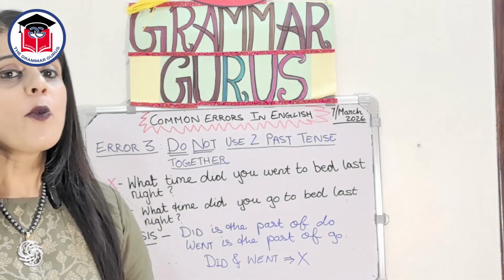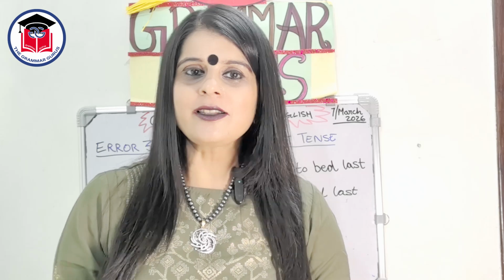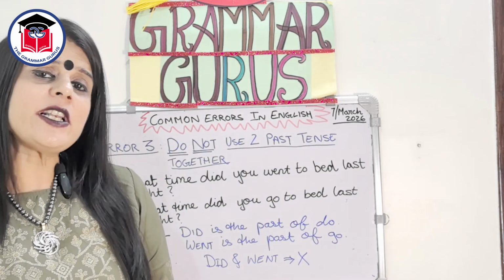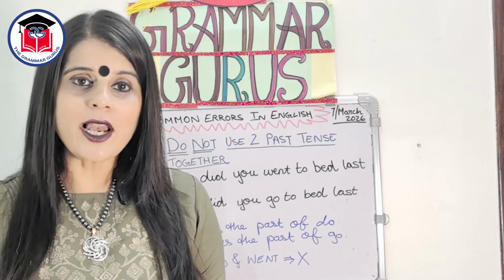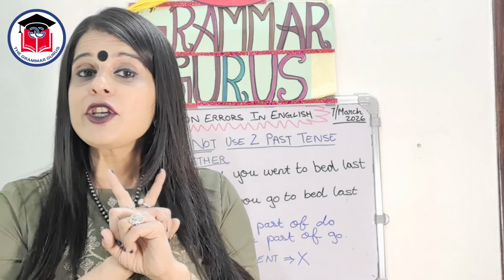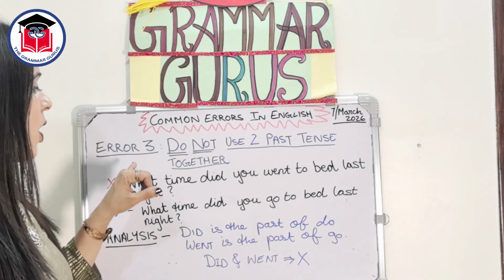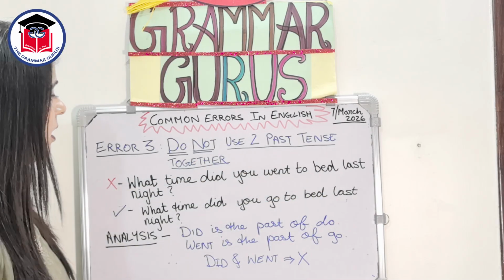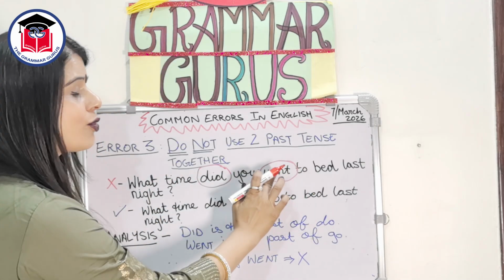Moving on to the next generic error. Error number 3. Well, this error my little one used to make earlier. You know what it is? My little one used to come and ask me, Mama, what time did you went to bed last night? Can you guess what's wrong here? Well, we should never use two past tense together. Note, when I say, what time did you went to bed last night? Here, did and went are two past tense.